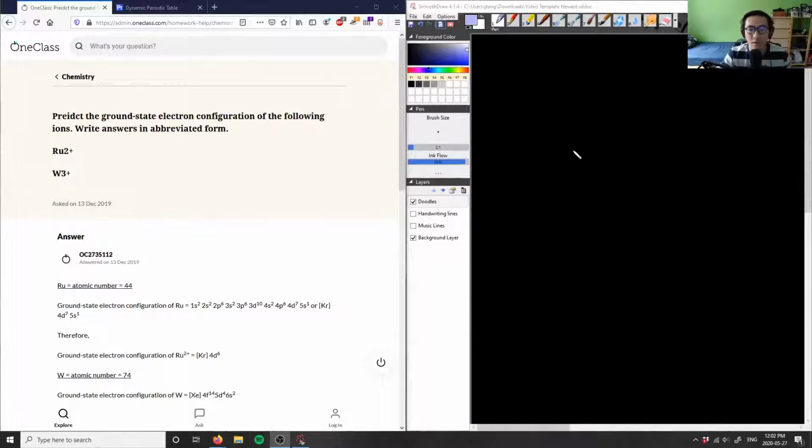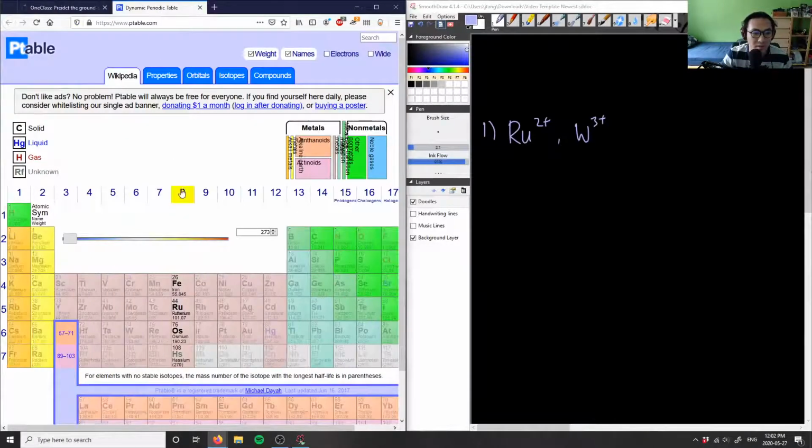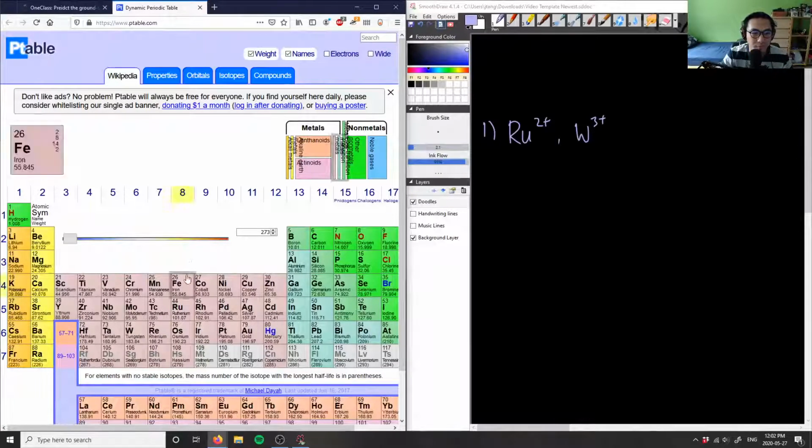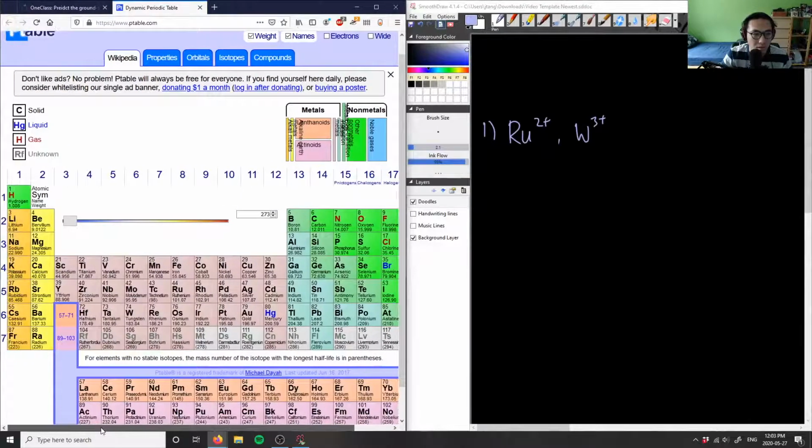So our first question goes: predict the ground state electron configuration of the following ions. It says write answers in abbreviated form. So this is the concept of electron configuration. We have Ru2+, and we also have W3+. This is ruthenium, and W, I believe, is some type of metal. I'm not sure what W is actually, so maybe I'll have to look at my periodic table. But either way, W is tungsten actually.